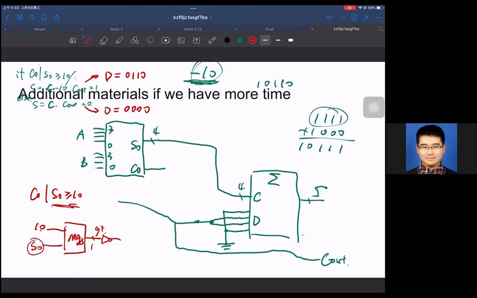That would be more simple, which is I can put SO and 9, and then we don't need an inverter. So this will be ORed with CO. I can put a huge OR gate over here.